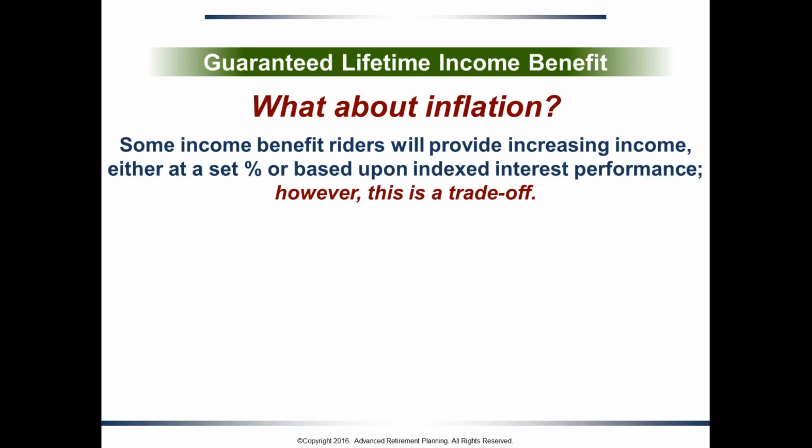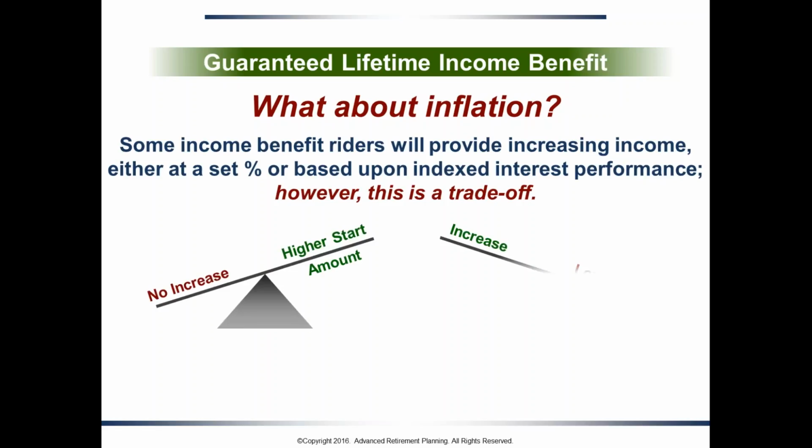So income benefits, some of them will provide increasing income, and they market the crap out of that. Look, increasing income, increasing income. And that could be a set percentage, but most commonly it's based upon indexed interest performance. But you have to understand that this is a trade-off. In other words, if I'm not going to increase that income every year, regardless of how I'm doing it, once the income stream begins, then I'm going to give you a higher starting amount. We saw examples of that, right?